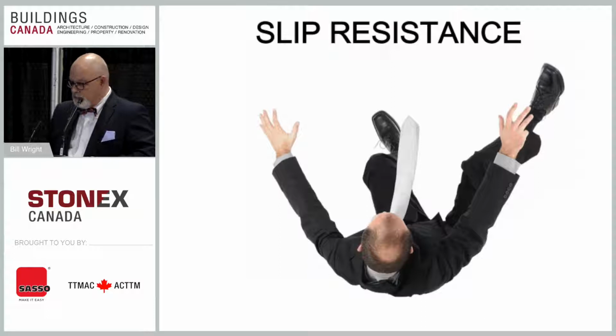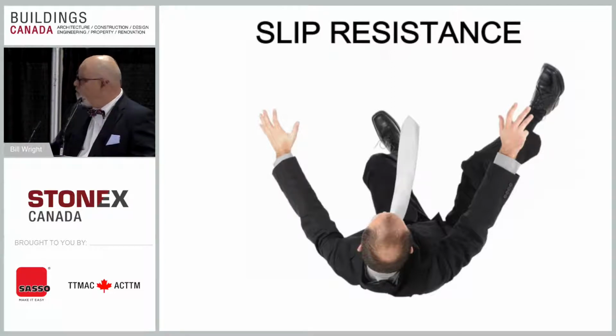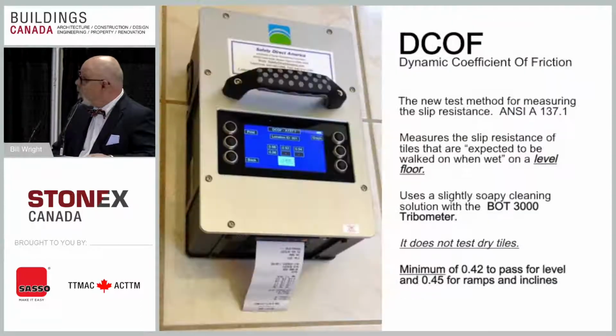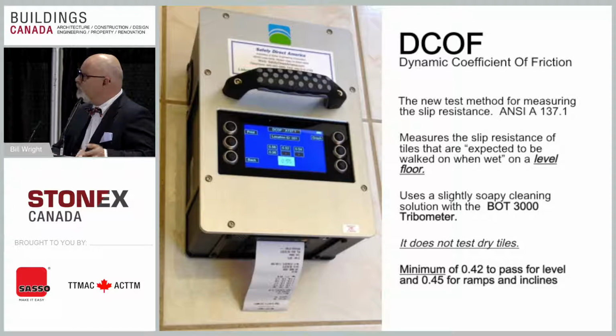Slip resistance. Nobody likes to go, oops, it hurts. We've had a big change with the slip resistance measurements in the last couple of years. We've gone from a static coefficient of friction to a dynamic coefficient of friction. We've now got a computer. Everything was very manual before, so it allowed a lot of leeway in terms of the results. Now we've got a calibrated robot that's portable. We can take it off site and check the slip resistance.